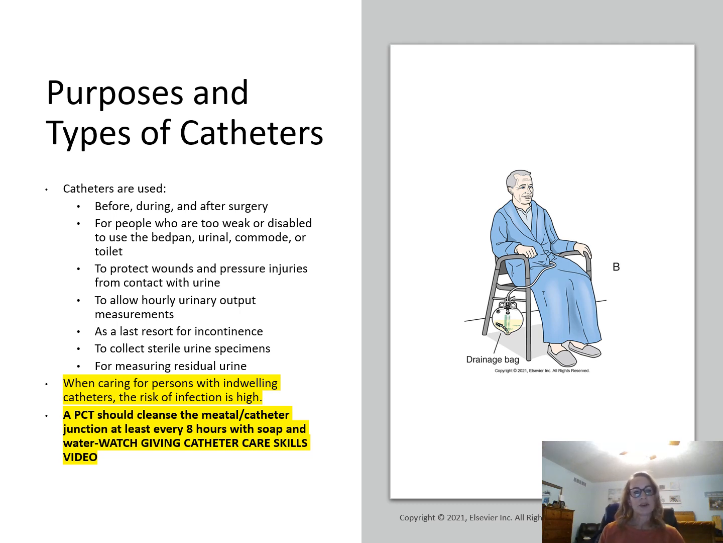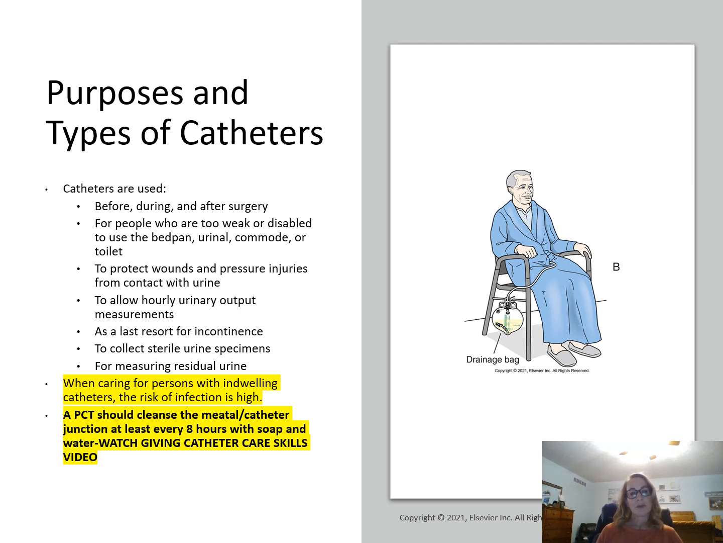The purpose of catheters, we're going to use them before, during, or after surgery. For people who are too weak or disabled to use the bedpan, urinal, commode, or toilet. To protect wounds and pressure injuries from contact with urine. We also use them to allow hourly urine output measurements, so it's going to be more fine-tuned to be able to measure that. We use it as a last resort for incontinence, so we don't use them like we used to. And if we need to collect a sterile urine specimen, we would use them, or for measuring residual urine. So we're going to see what's being left in the bladder, okay?